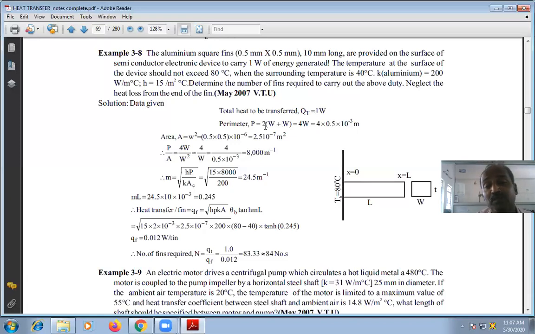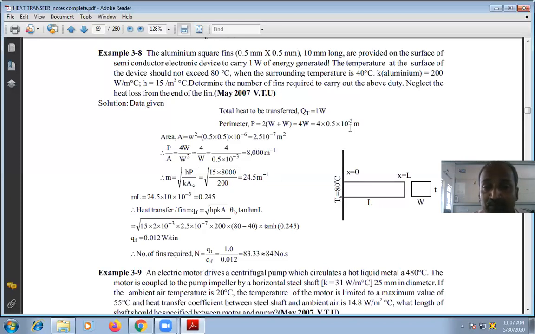Perimeter means what? The addition of all the sides. It is a square section, so each side is 0.5. 0.5 plus 0.5 plus 0.5 plus 0.5, meaning four 0.5s, 4 into 0.5. It is in millimeter, to be converted into meter by multiplying by 10 raised to minus 3 meter.